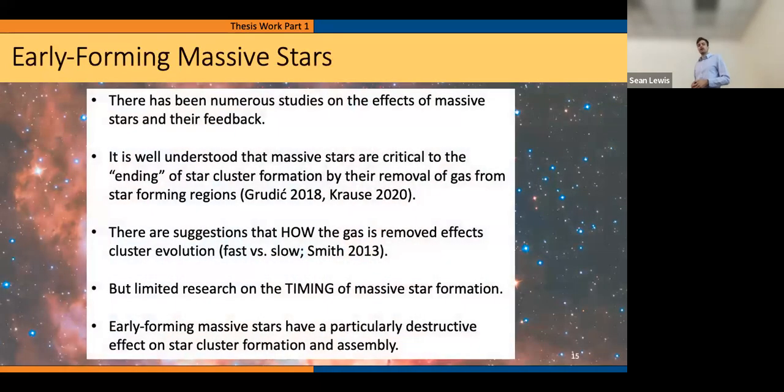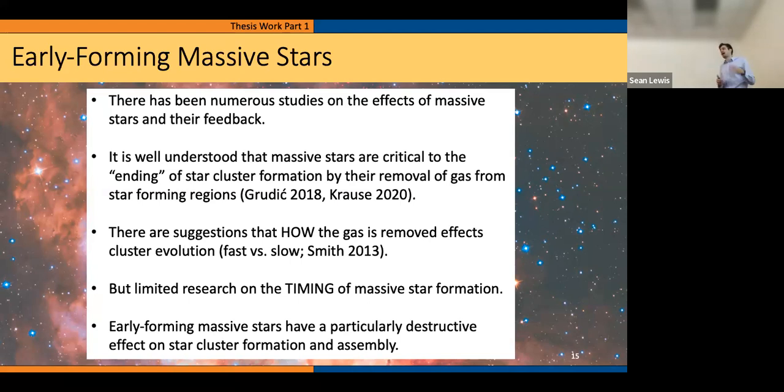So I want to talk a little bit about massive stars again. There have been numerous studies on massive stars and the results of their feedback mechanisms. And it's well understood that massive stars are primarily responsible for the ending of star cluster formation. They are the reason why gas has been blown away from the star cluster. Therefore, if there's no gas there, no more stars can form, and your star cluster is finished forming.